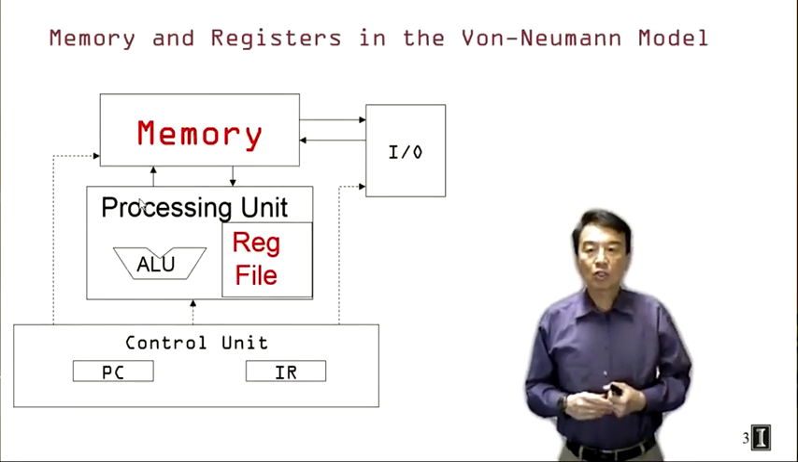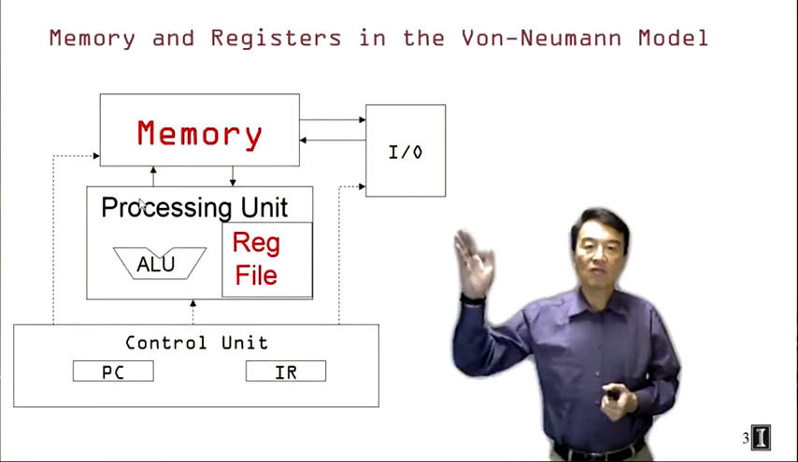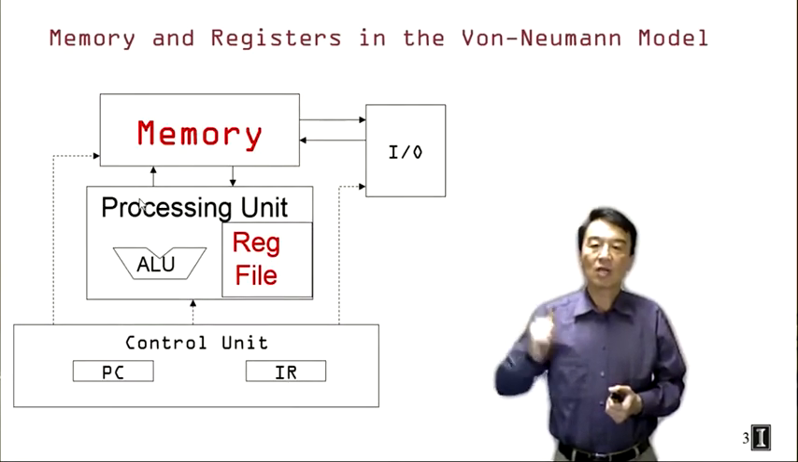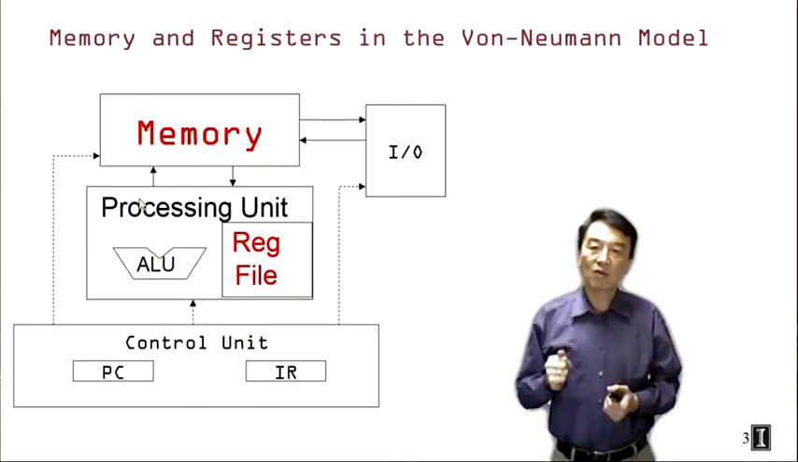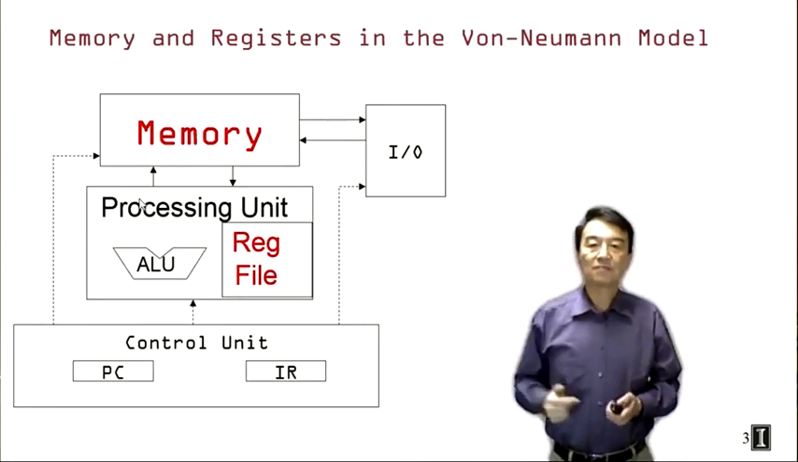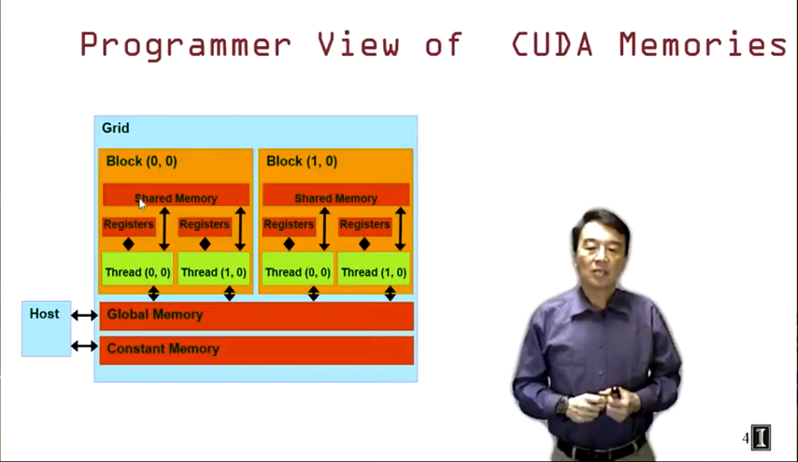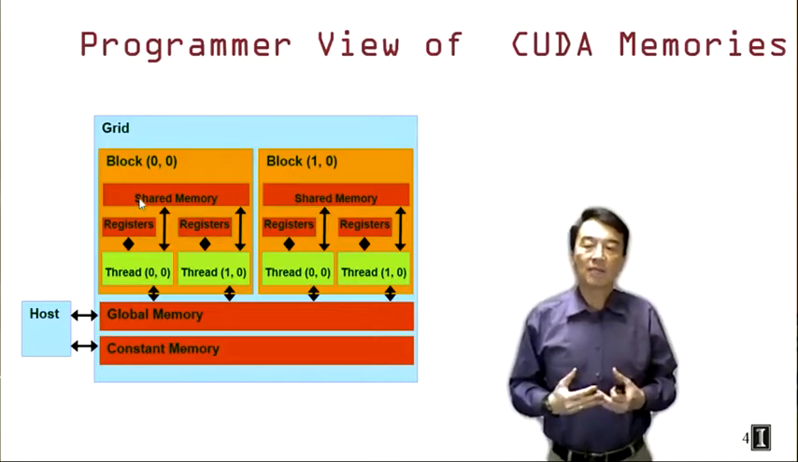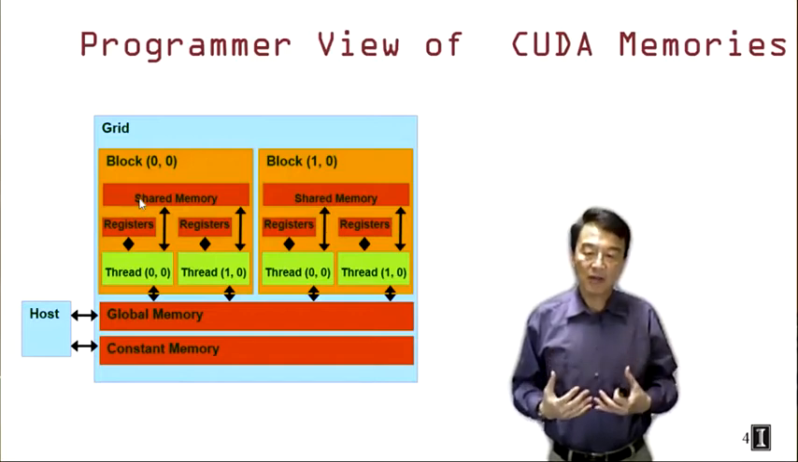So this picture shows a review of the von Neumann model where we mark the two main components that we'll be focusing on in this lecture, the memory and the register file. So here we show a summary picture of the CUDA memories.